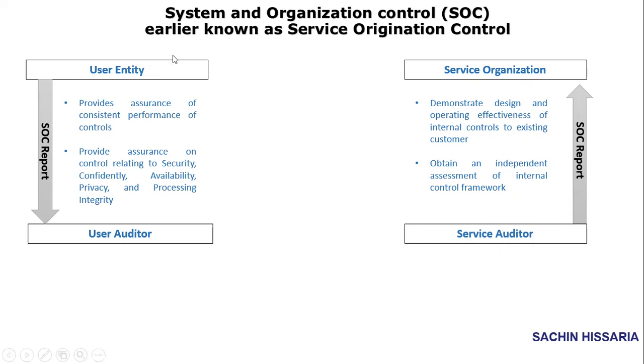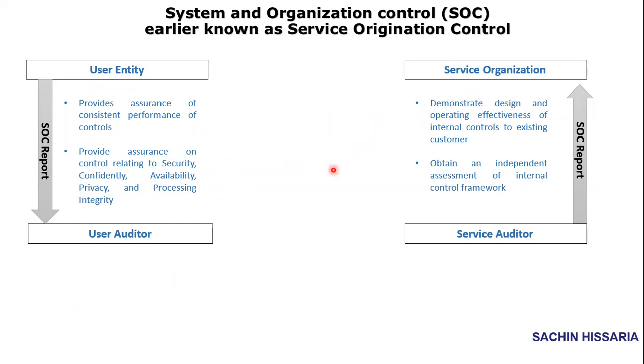The SOC report provides an assurance of consistent performance of controls, and an assurance of controls relating to security, confidentiality, availability, privacy, and processing integrity. All these five are the trust service criteria, which we will be discussing after some concepts. As of now, just understand that this is the use of a SOC report.